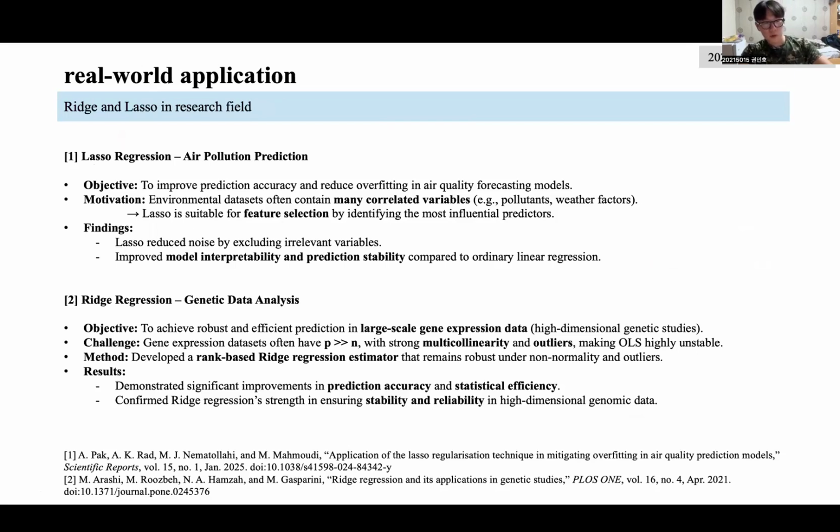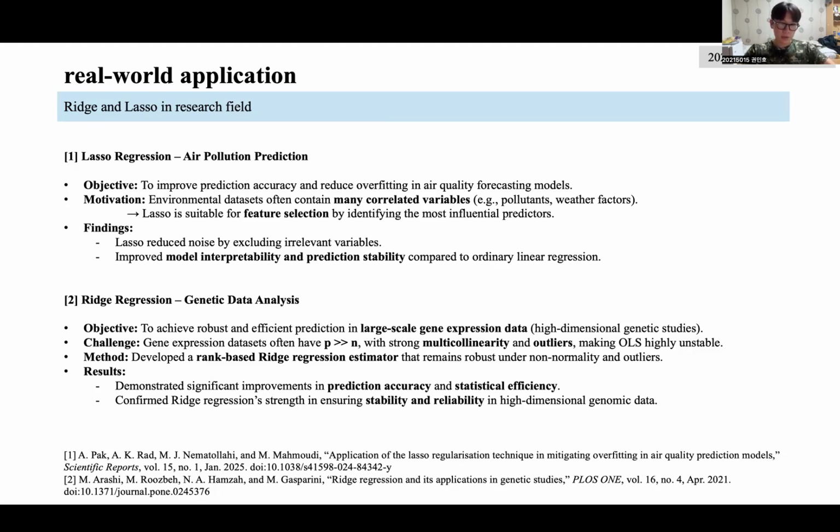Finally, let's look at real-world applications of Ridge and Lasso in research. The first case is that Lasso regression is often used to improve accuracy and reduce overfitting in the air pollution prediction area. Environmental data usually contain many correlated variables, such as pollutants and weather factors. Lasso helps by performing feature selection, automatically identifying the most important predictors. As a result, it reduces noise and improves both model interpretability and prediction stability compared to ordinary linear regression.